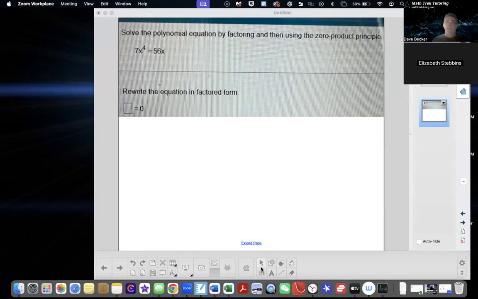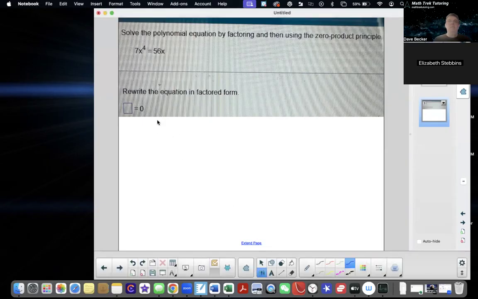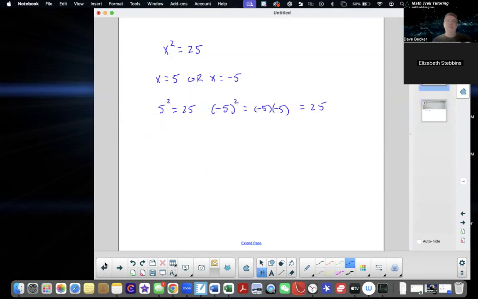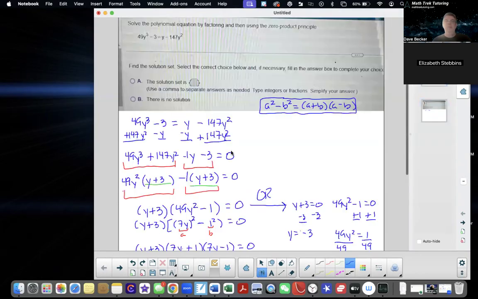All right, so this is one that could trip you up, because you might be tempted to divide both sides by 7. But when you're solving by factoring, you can't divide both sides because you'll miss one of the solutions. And when you're solving by factoring, you're always setting it equal to 0.